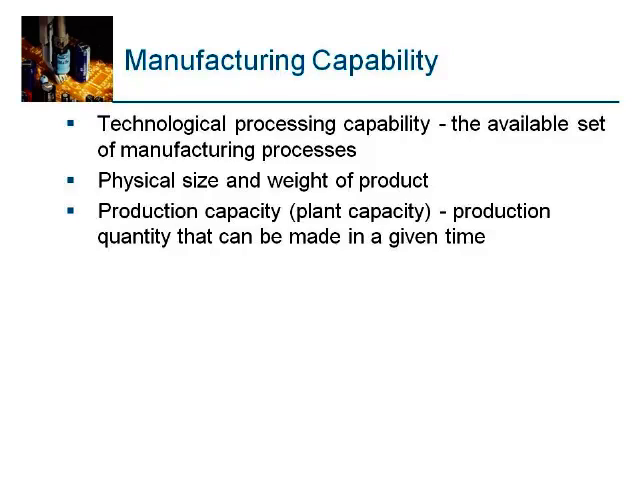And manufacturing capability: total processing capability, the available set of manufacturing processes, physical size and weight of the product, production capacity, the production quantity that can be made in a given time.